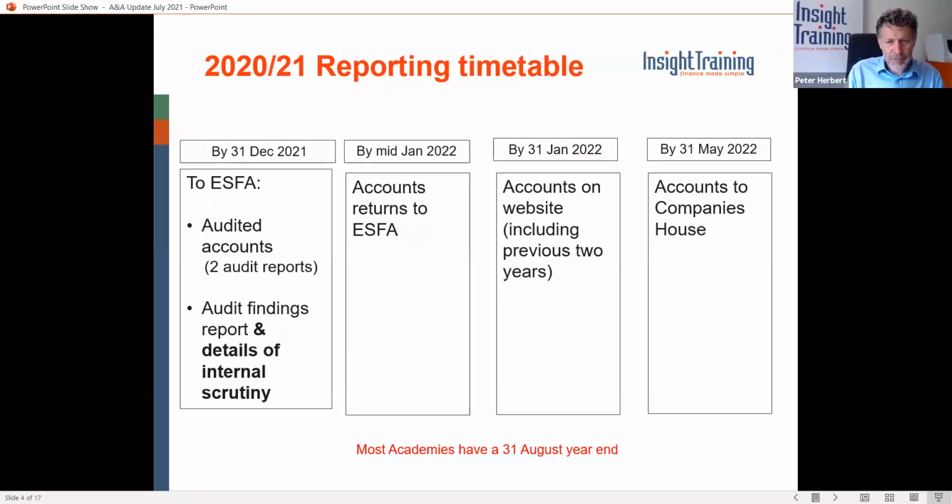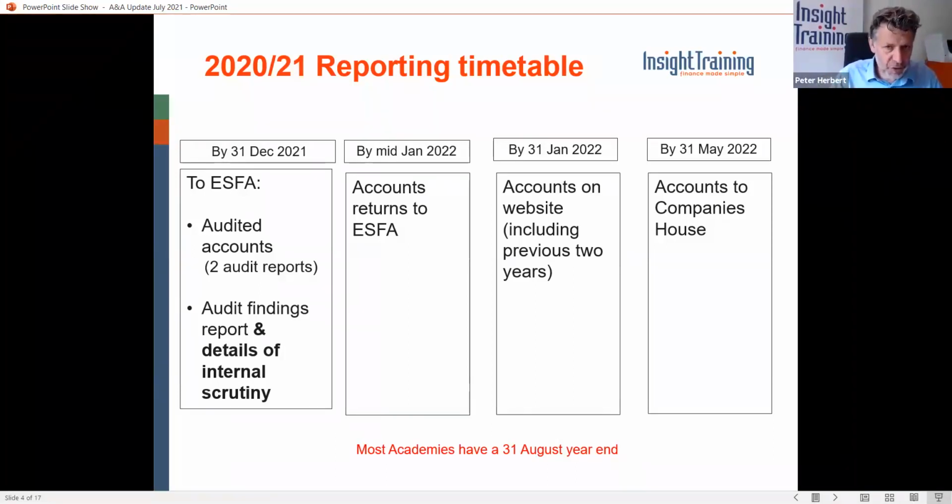What I wanted to really emphasize here was that the reporting timetable for this year, which is the 31st of August 21 year ends, reverts to what it normally is. Those that do audits in this sector will know that we had 1 month extra to get everything done in the early part of 21, off the back of the pandemic. The expectation for this year is that will all change and go back to normal.